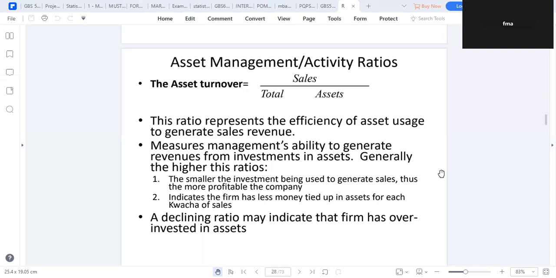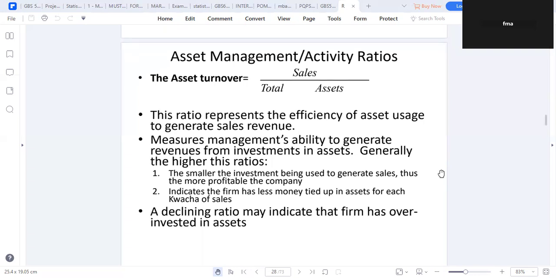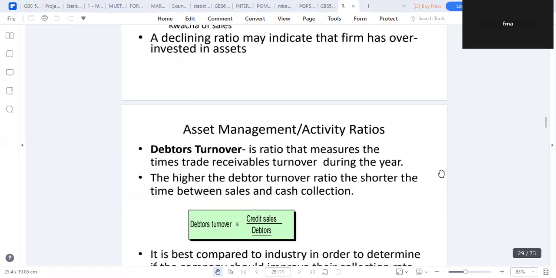So generally, if you have higher ratios, it means as follows. The smaller the investment being used to generate sales, it means the more profitable the company is. It also indicates that the firm has less money tied up in assets for which sales are raised. So a declining ratio may indicate that the firm has overinvested in assets. So you need to understand what it means.